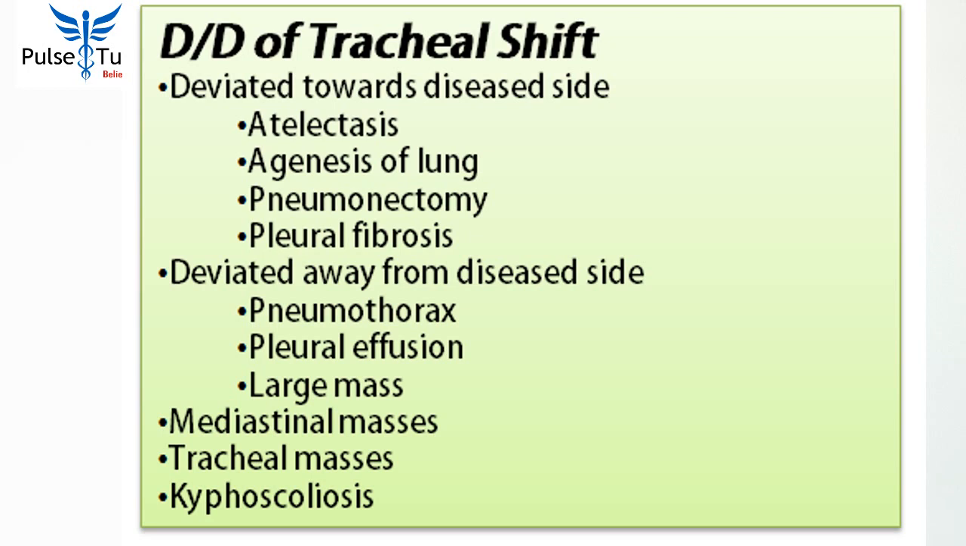What can pull the trachea towards itself? These include diseases such as atelectasis, agenesis of lung, pneumonectomy or pleural fibrosis. These diseases can pull the trachea towards the diseased side. Things that push trachea away from the diseased side include pneumothorax, pleural effusion and large masses that tend to make the trachea deviate to the opposite side. Apart from this, mediastinal or tracheal masses or the position of the patient, if he has kyphoscoliosis, might give an appearance of a deviated trachea. Do watch out for all these causes.